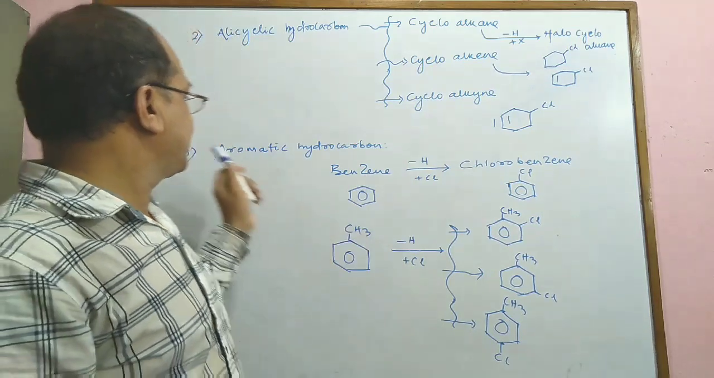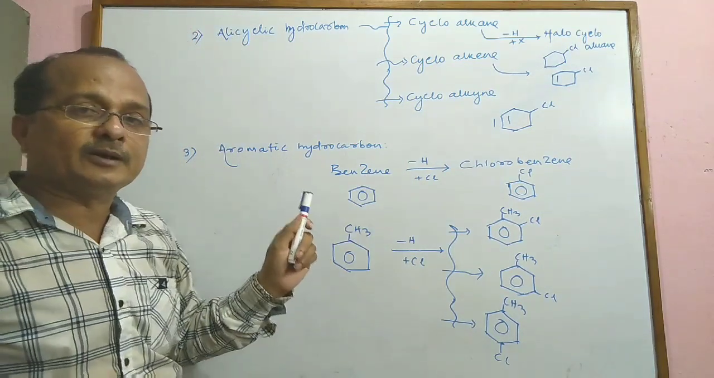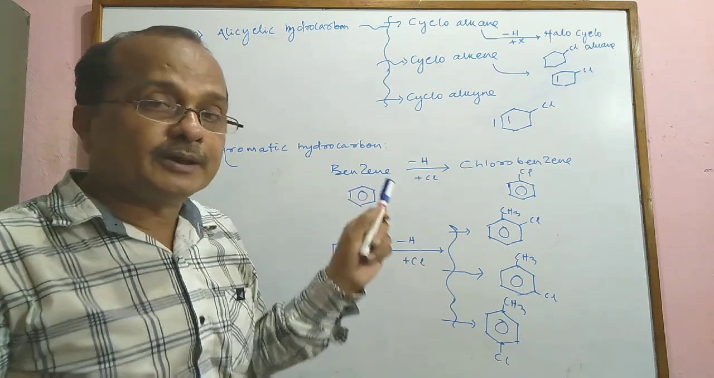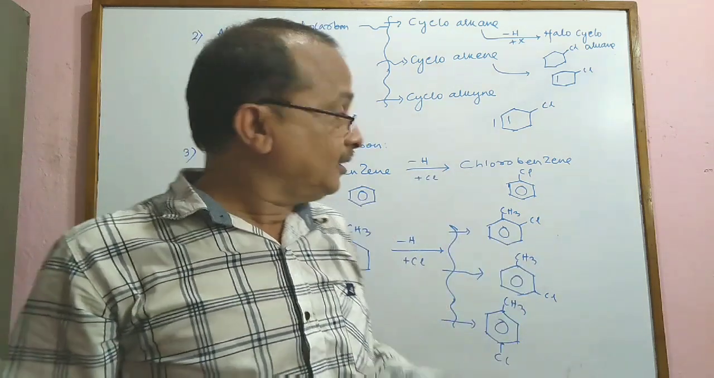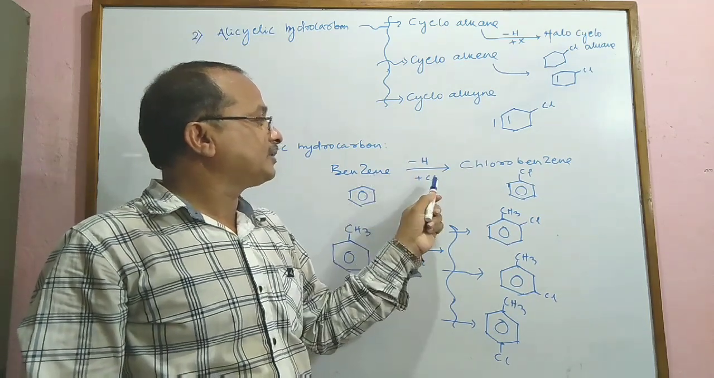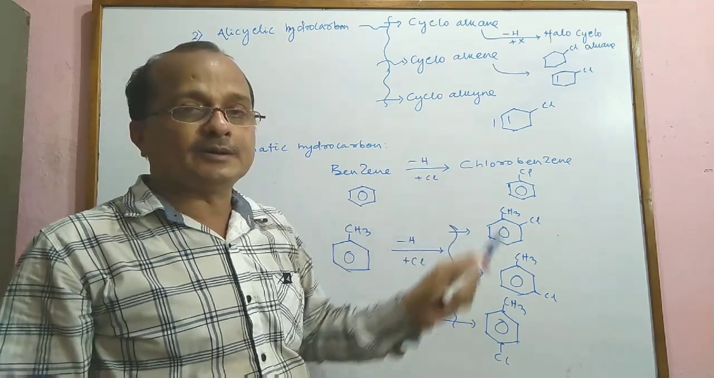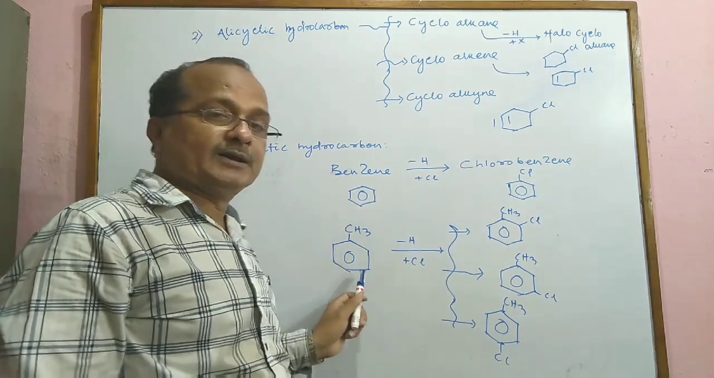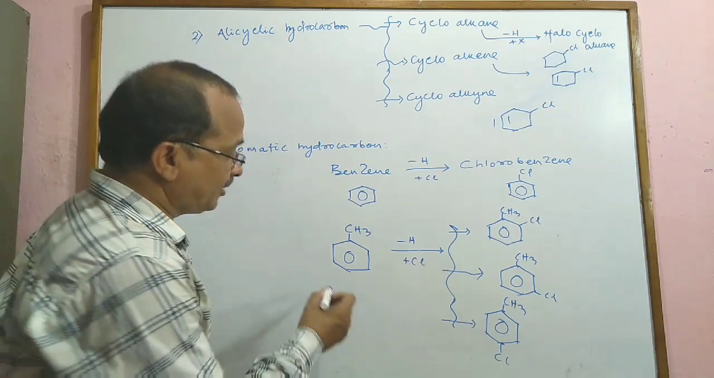Okay, next hydrocarbon is aromatic hydrocarbon or arene. The parent compound of aromatic hydrocarbon is benzene. In benzene, when one H atom is replaced by chlorine, you will get chlorobenzene. Next compound in the aromatic series is toluene. Here the compound is toluene.